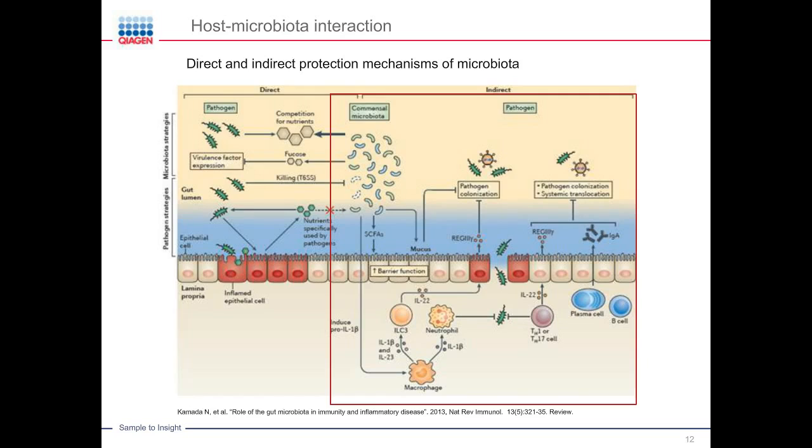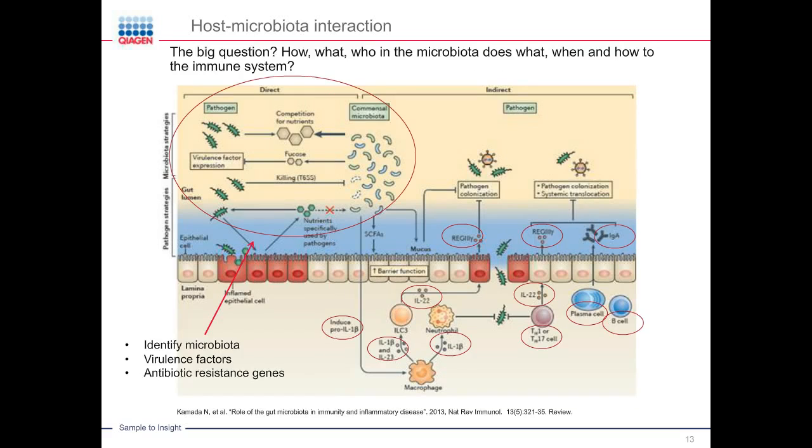In addition, the commensal microbiota can promote mucus production and the release of antimicrobial peptides by epithelial cells to prevent pathogen colonization and proliferation. The microbiota can activate some innate immune cells, such as macrophages and neutrophils, interleukins, as well as T helper 17 cells, to limit pathogen colonization.